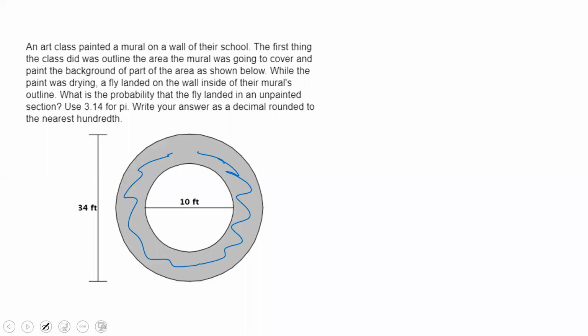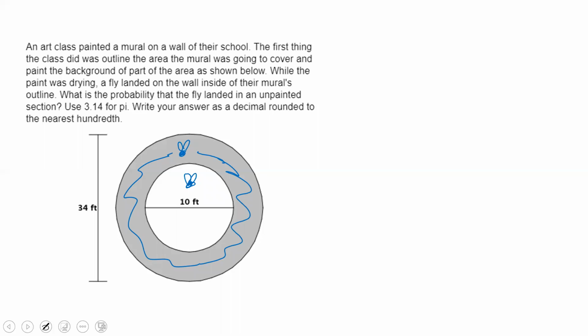While the paint is drying, a fly lands on the wall inside of their mural's outline. What is the probability that the fly landed in an unpainted section? Use 3.14 for pi. Write your answer as a decimal rounded to the nearest hundredth. Okay, so there's a fly and it lands somewhere. Maybe it's landing in this non-painted section here in the middle. Maybe it's landed here in this painted section.